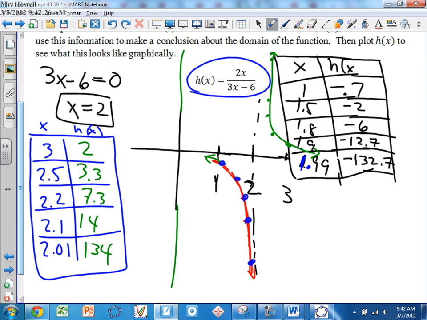But everybody, please, type in 2 now in your calculator. Type in 2 for x. What do you get? Error. Because it is undefined. X equals 2 is undefined. Why?